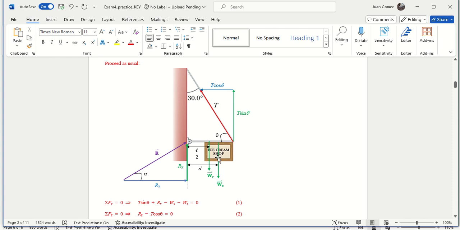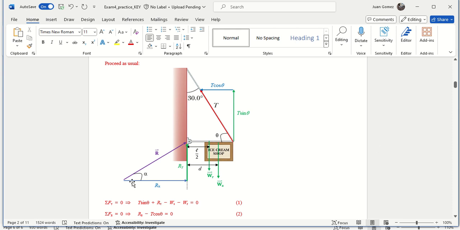Here, Ws is the weight of the sign, and notice it acts at a distance of d from the hinge. By now, you should know that both Ws and Wr, the weight of the sign and the weight of the rod, make an angle of 90 degrees with their respective lever arms. So we have Ws acting at a distance d from the pivot. Wr, the weight of the support rod, acts at a distance of L over 2 from the pivot.